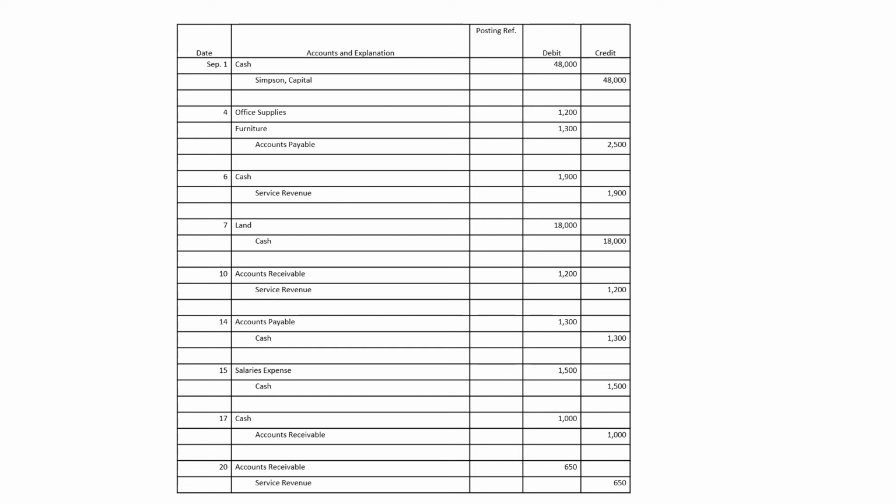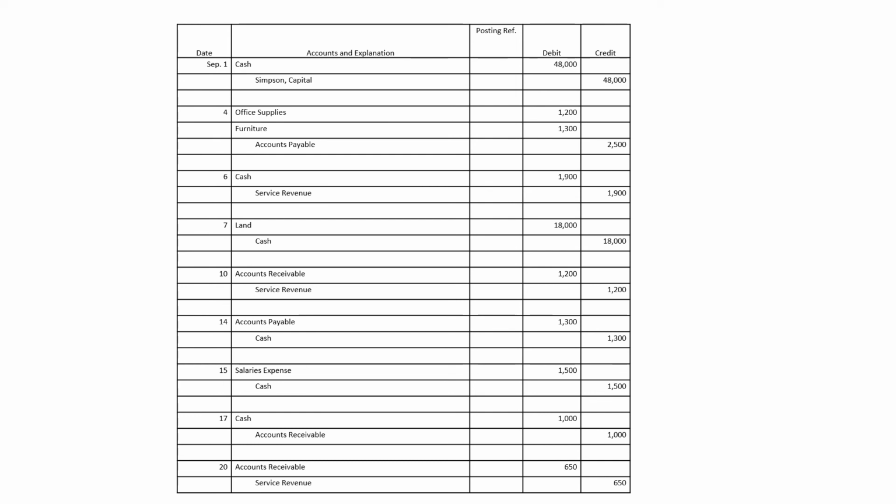In our requirements, they said not to worry about them. Explanations are not required. So let's start taking a look at these transactions and see how they should be recorded in the journal at Ann Simpson's accounting records. September 1st, the company received $48,000 cash and gave capital to Simpson.